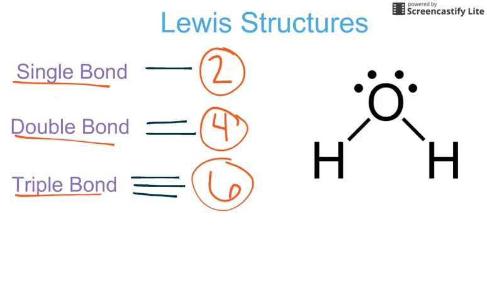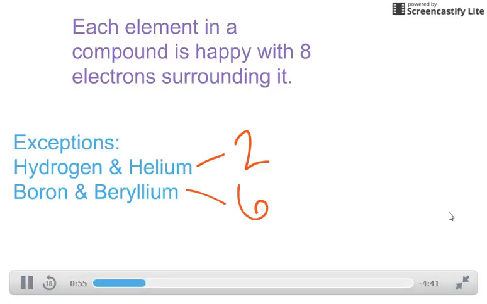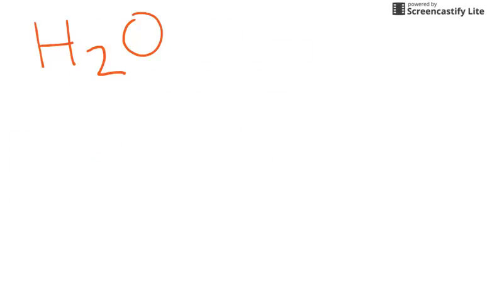On the right is a Lewis structure for the compound H2O. Each one has a single bond, which represents 2 valence electrons. Each element in a compound is happy with 8 electrons surrounding it. There are exceptions. Hydrogen and helium only need 2 electrons. Boron and beryllium only need 6 electrons to be happy.